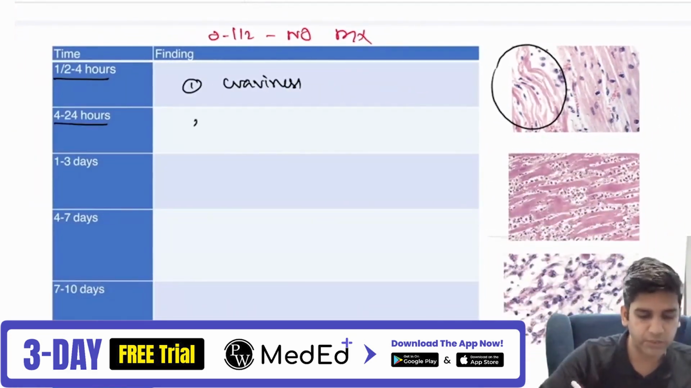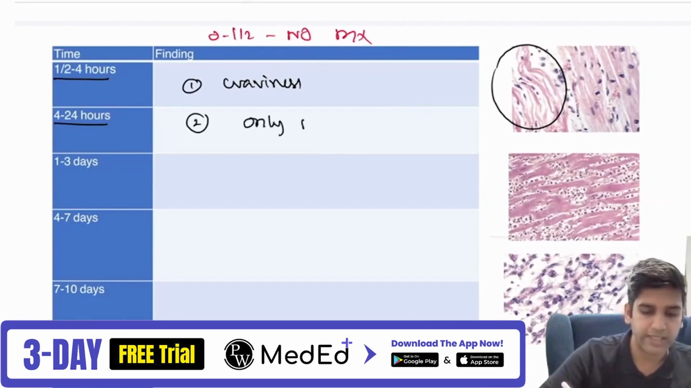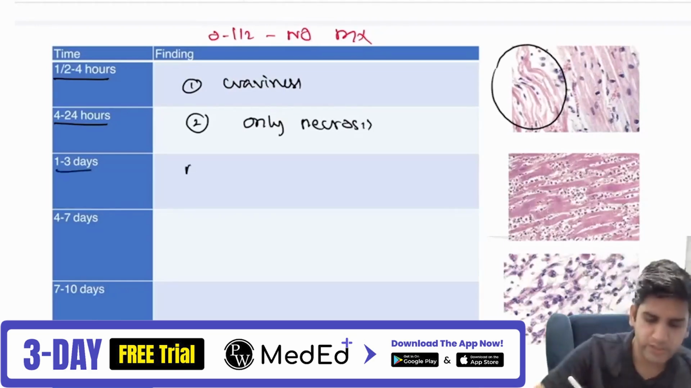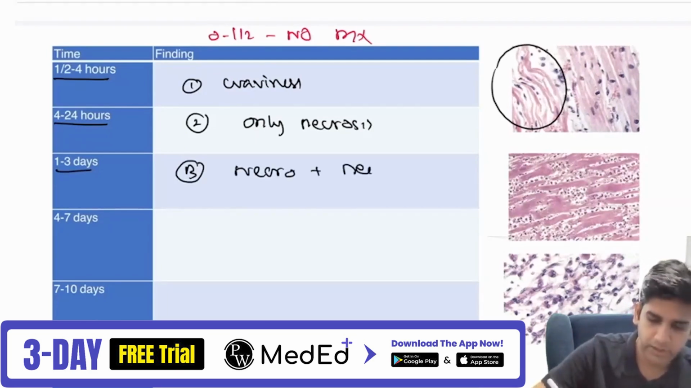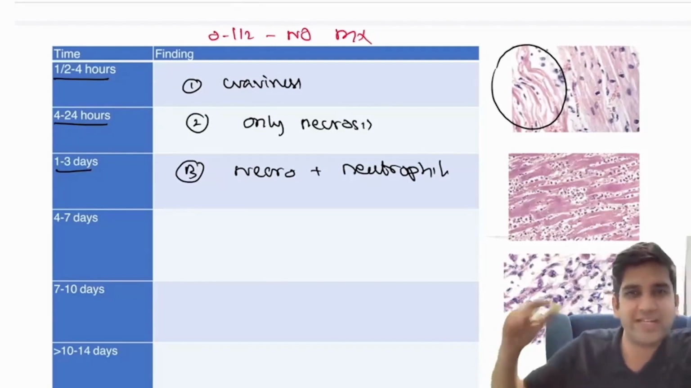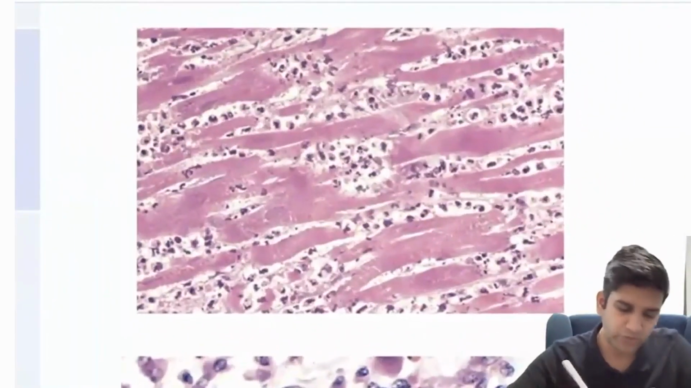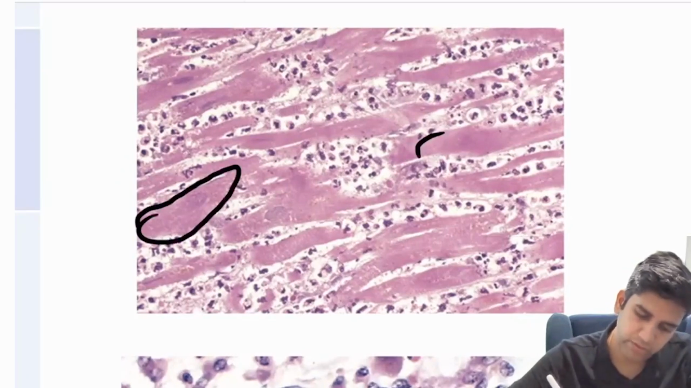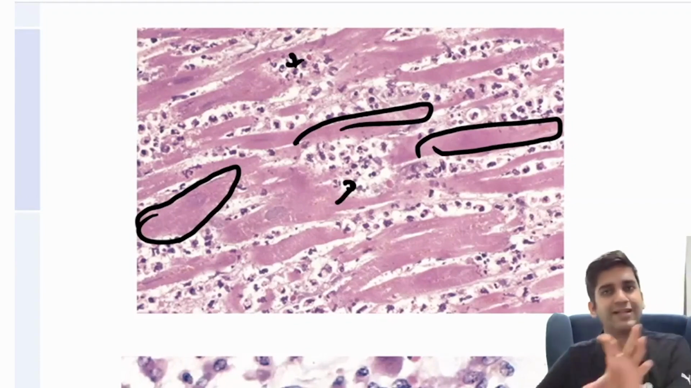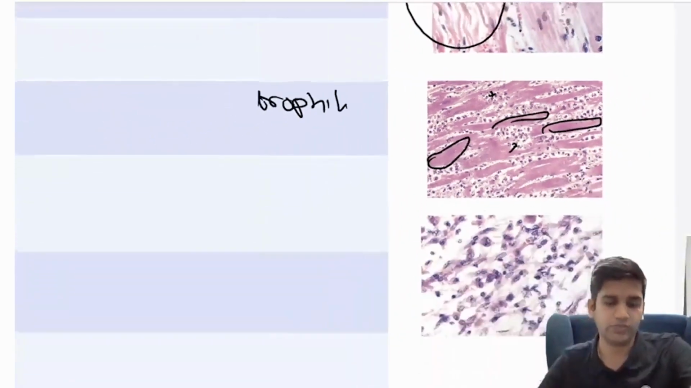4 hours to 24 hours, you will see only necrosis. It will be completely pink tissue, not even neutrophils. Till a day, it will be only necrosis. 1 to 3 days, you will see both necrosis and neutrophils. If you look at Robbins' table, it says the first day neutrophils start coming and by the third day they start disappearing. But that's a bit difficult, right? So here, a good amount of necrosis, and obviously in between you have neutrophils. So I can approximately say it's somewhere around 1 to 3 days, right?